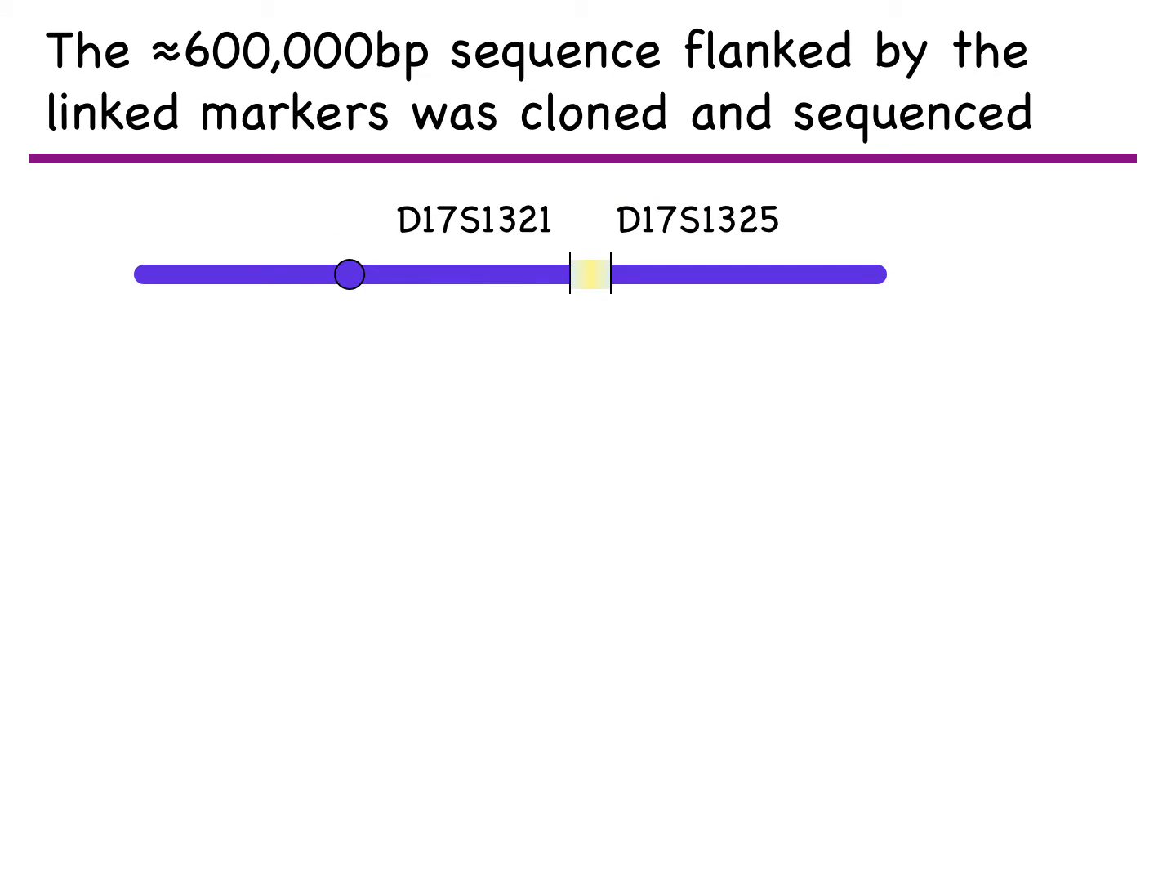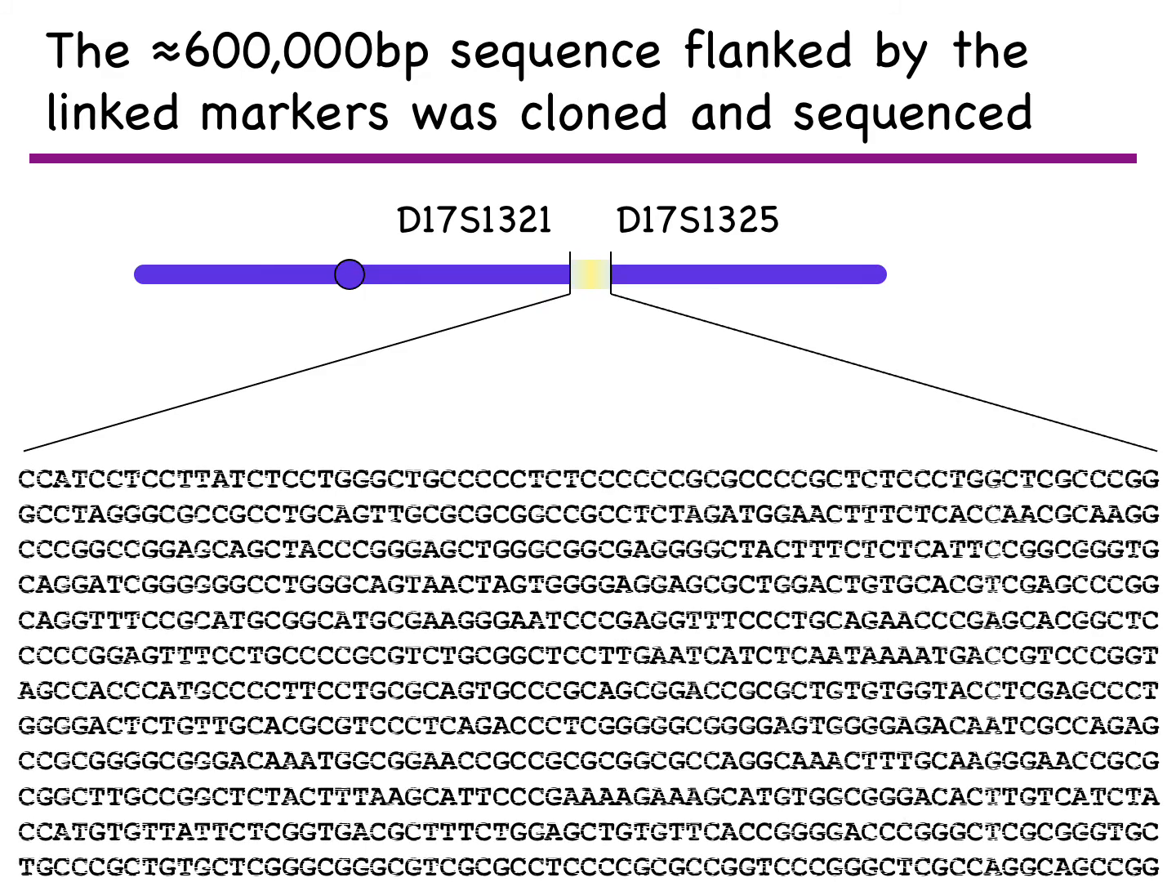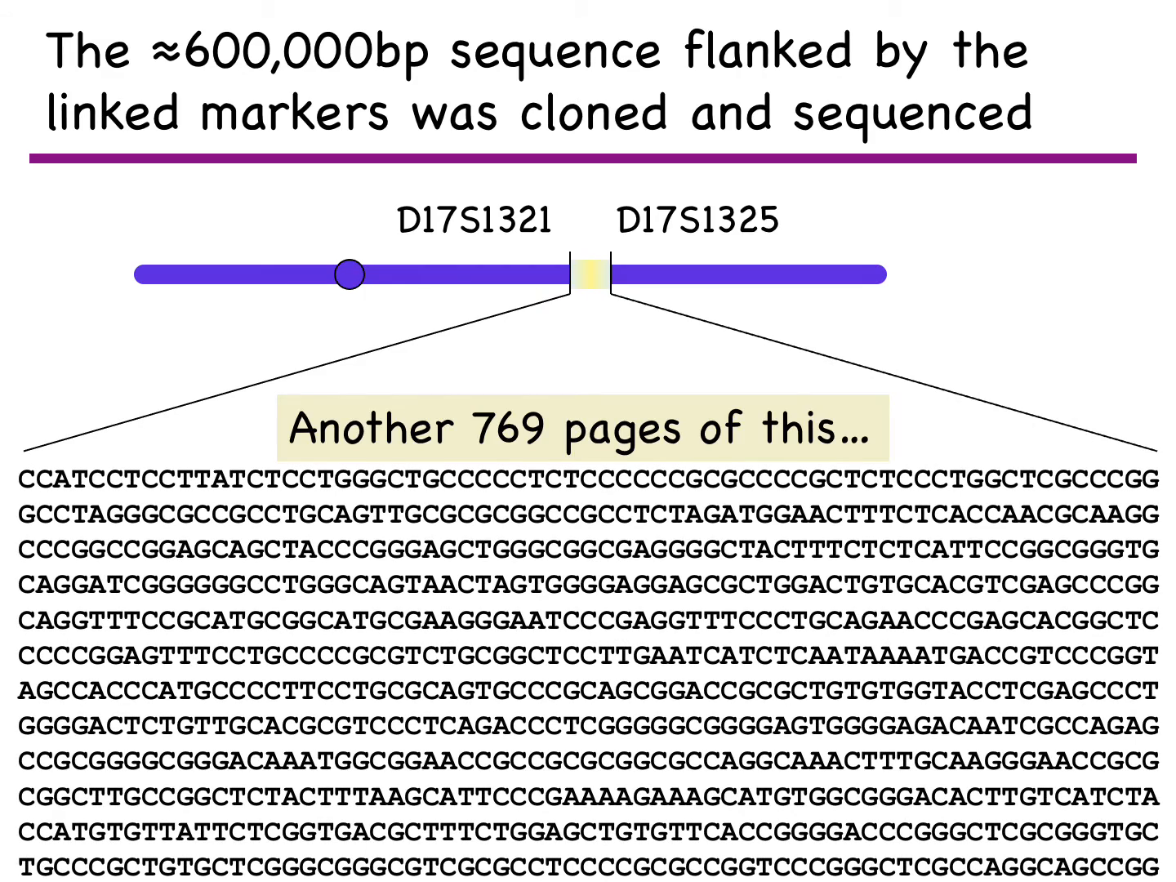So using chromosome walking, Mary-Claire King's lab actually retrieved all the sequences that lie between these two linked markers, the BRCA1 trait, and then they sequenced all this DNA. Basically, they end up with a sequence that looks sort of like this. This is just a small part of it, though, because to show the entire 600,000 base pairs that lie in this region, I'd have to have another 769 pages of this length to really reveal all of that. So what do you do at this point?